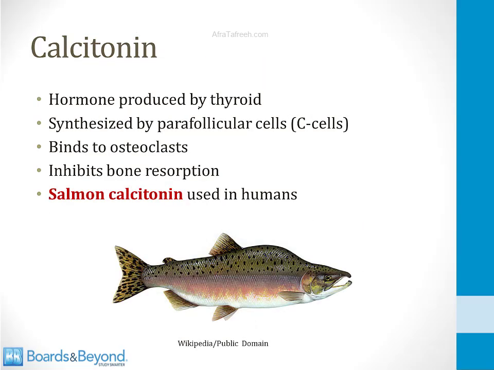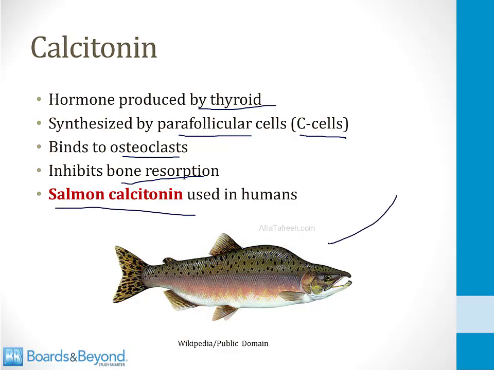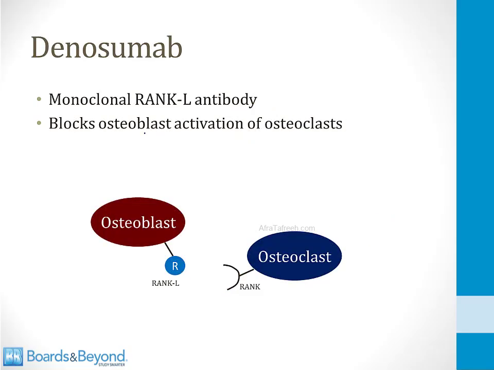Calcitonin is a hormone normally produced by the thyroid gland. It's synthesized by the parafollicular cells of the thyroid gland, which are also called C cells. This hormone binds to osteoclasts and inhibits bone resorption, and there is a commercially available form of calcitonin that is derived from salmon, so it's actually derived from fish. The calcitonin from fish is collected and it's marketed as a drug, and this is one potential therapy to treat osteoporosis. Our last osteoporosis drug is denosumab.